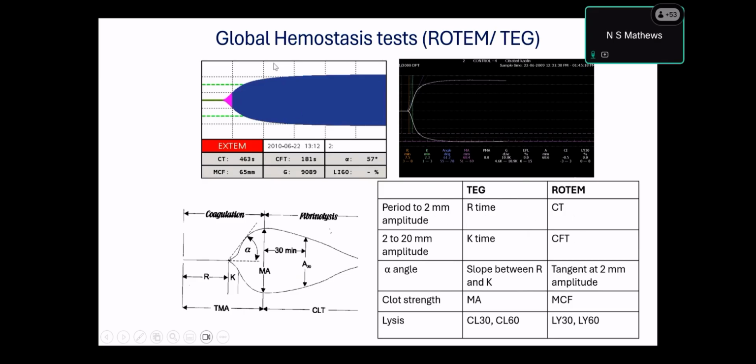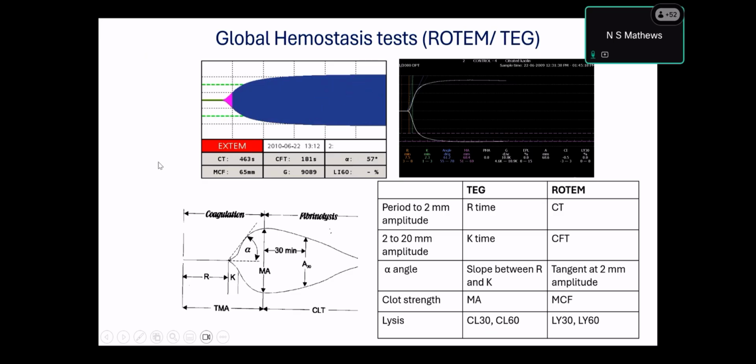But unlike your PT or APTT, which gives you an endpoint at the beginning of the clot, this tells you the entire clot dynamics: how the clot is formed, what the clot strength is, and what the stability of the clot is over a period of time. This part is by all the clotting factors, and this is by the platelets. Your MCF, maximum amplitude or maximum clot firmness, is contributed 70% by platelets and 20 to 25% by fibrinogen. And it will also tell you if there is any lysis happening.